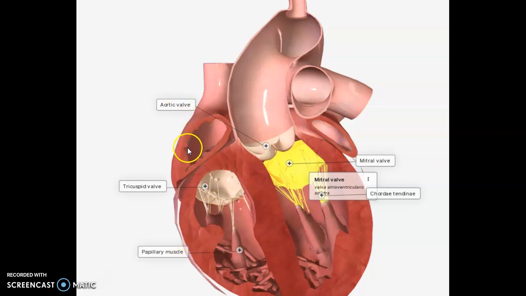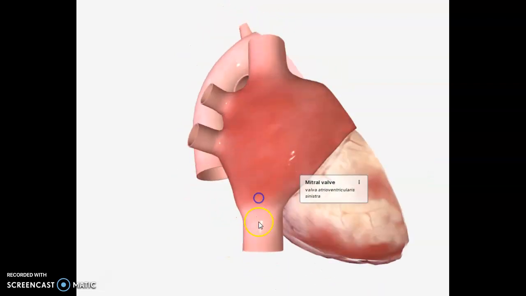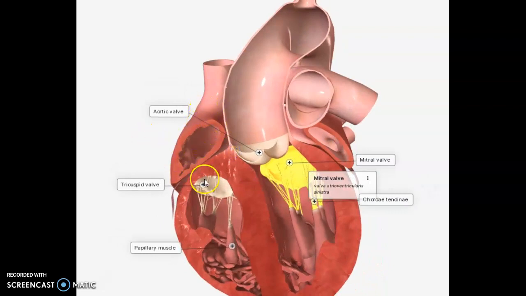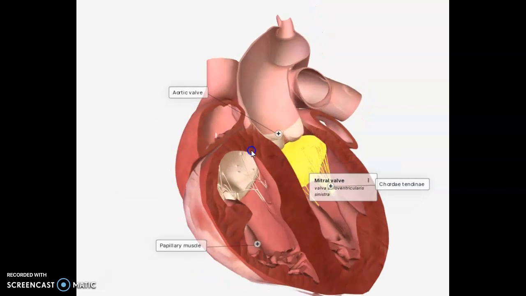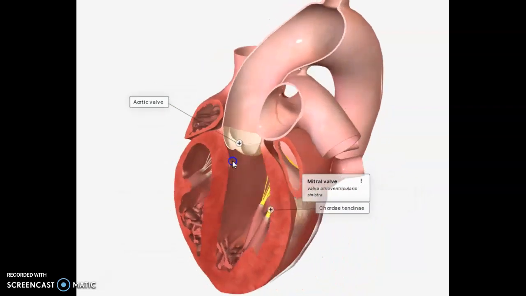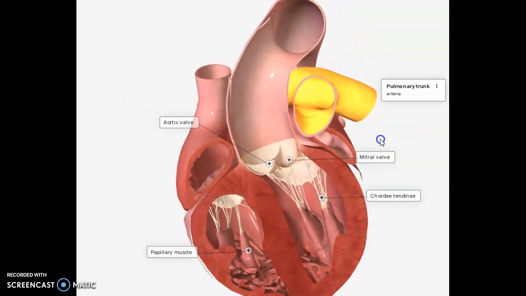So deoxygenated blood enters the heart via the superior vena cava and inferior vena cava into the right atrium. From the right atrium, it then goes into our right ventricle via the tricuspid valve. From the right ventricle, it then goes through the pulmonary valve into our pulmonary trunk, and it splits off into the right and left pulmonary arteries, and those go into our lungs.